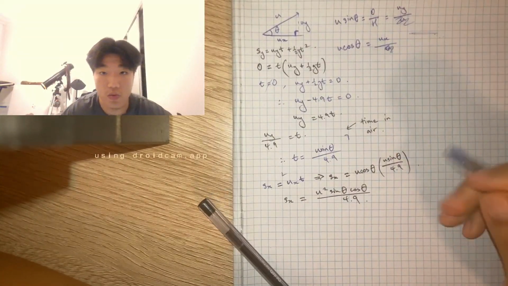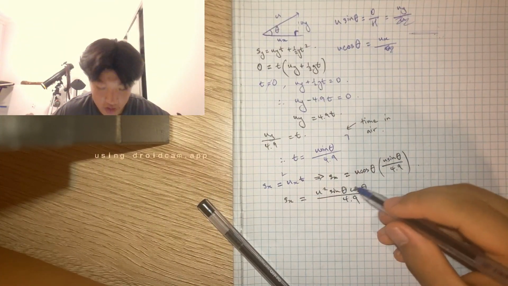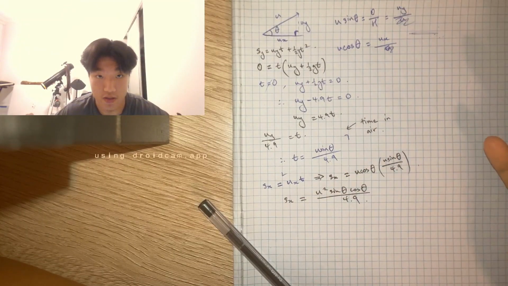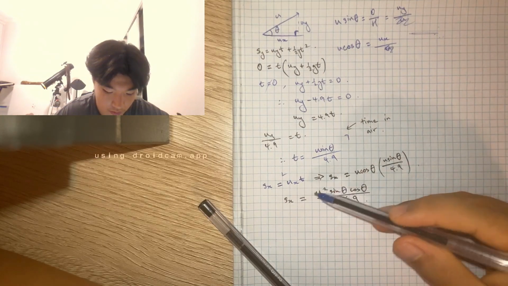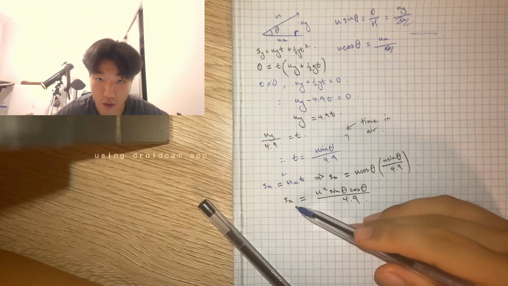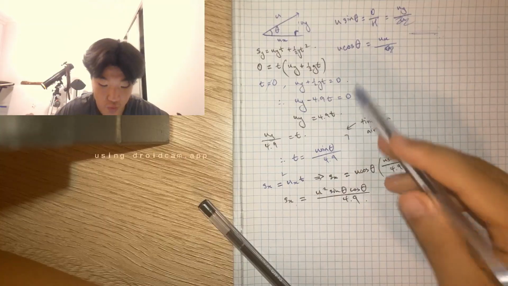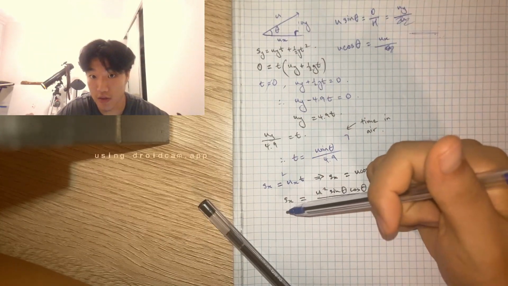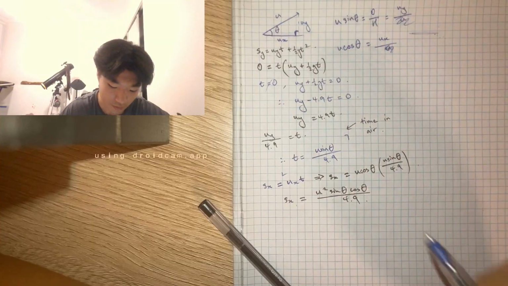Now something to note, you can actually simplify this. Obviously, it's perfectly fine to just keep it as this, because now we have the range in terms of u and theta, so we can instantly plug it into this formula to find out the range of the projectile.